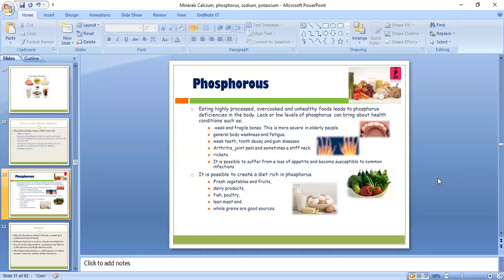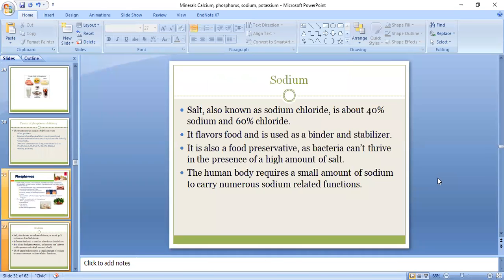And it is possible to create a diet rich in phosphorus by consuming fresh vegetables and fruits; dairy products, fish, poultry, lean meat, and whole grains are good sources.